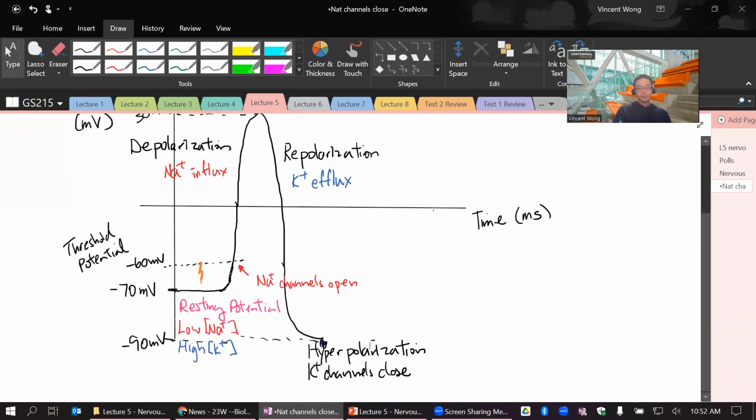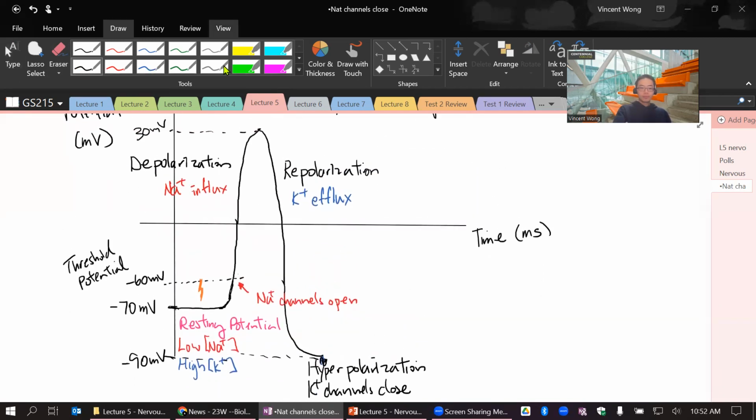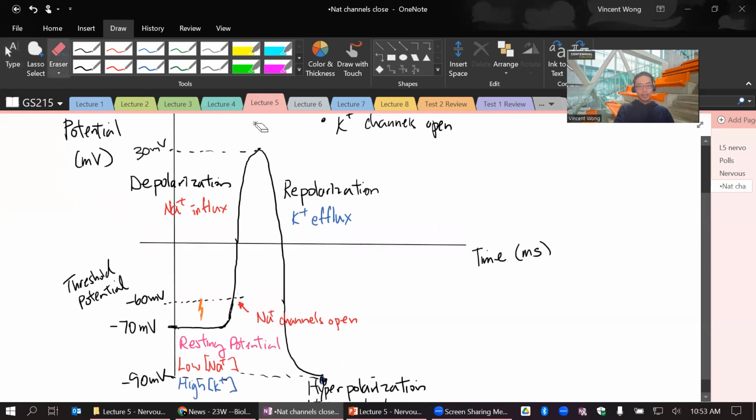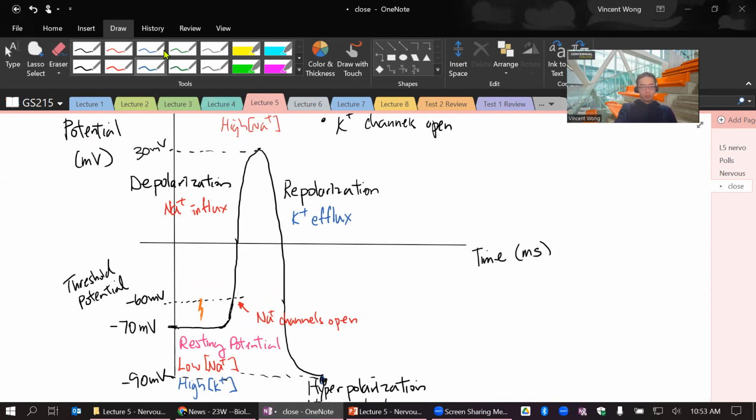Hyperpolarization. Too negative, that's what it means. All right, so let's put some descriptor here for the concentration again. At the peak here, because the sodium came in, we're now going to have high sodium. And again, I just want to remind you, we are talking about the inside, relative to the outside. It's always going to be inside unless otherwise specified.